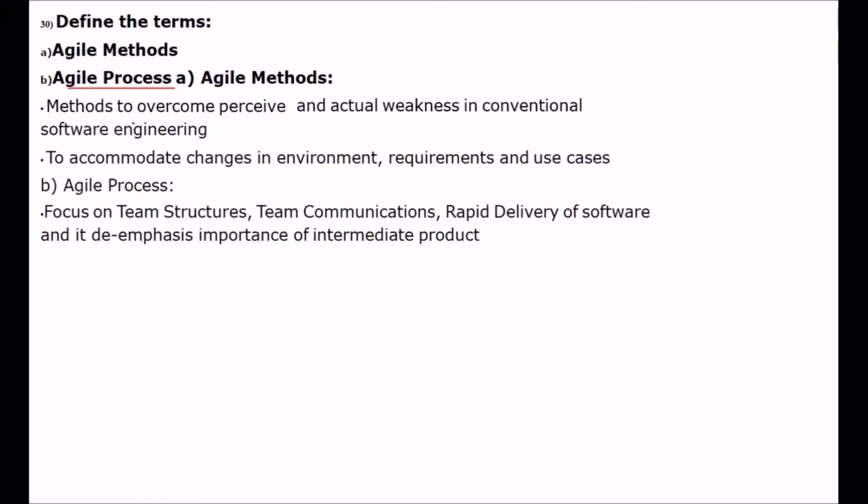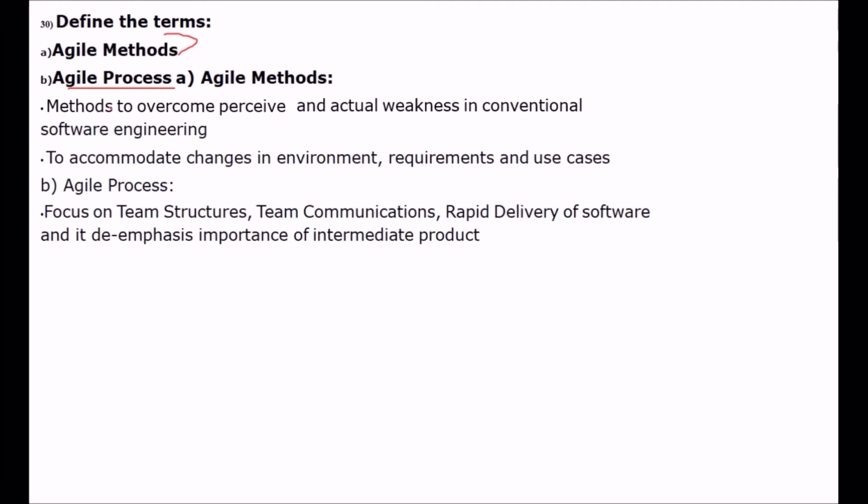So let us see a few more questions and answers in software engineering. First is define the terms agile methods and agile process. Let us start with agile methods. Agile methods: methods to overcome perceived and actual weaknesses in conventional software engineering, to accommodate changes in environment, requirements and user changes. So there is a slight difference between these agile methods and agile processes.